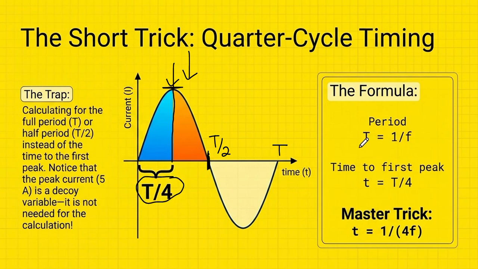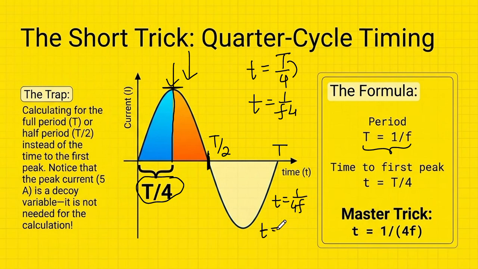So the total time to reach that peak value is nothing but T upon 4. If we apply the formula of time period, which is 1 upon frequency, T is 1 upon f, and upon 4 is also there, so 1 by 4f. So t is equal to 1 upon 4f, and the frequency is given 60 Hz. So 1 upon 4 times 60, 6 fours are 24, so 1 by 240 second.